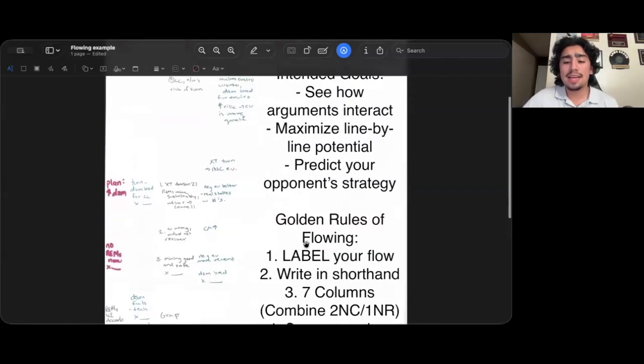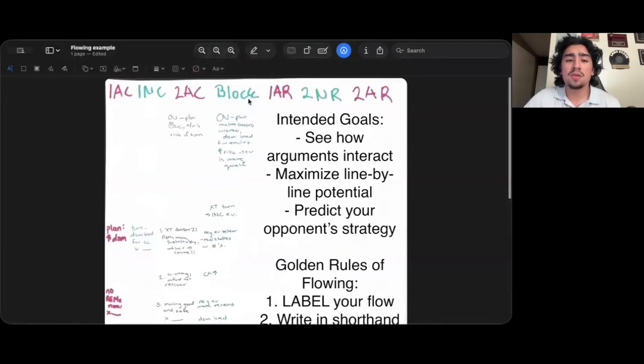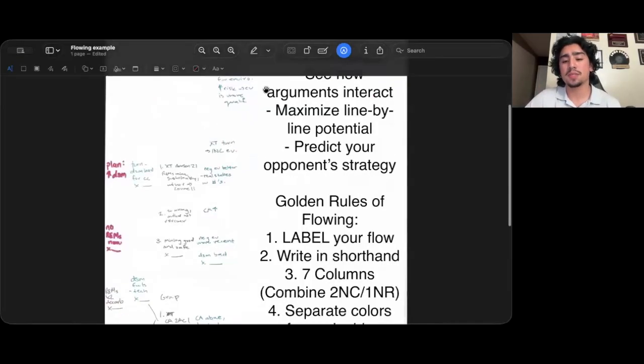The third thing goes hand in hand with the stuff I said about the block. Just 7 columns. You don't need a separate column for the 2NC and the 1NR since they're back to back. You can just flow it as the block. So what you'll see is in total, I have 7 speech columns.